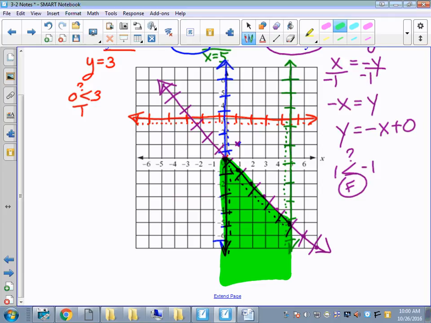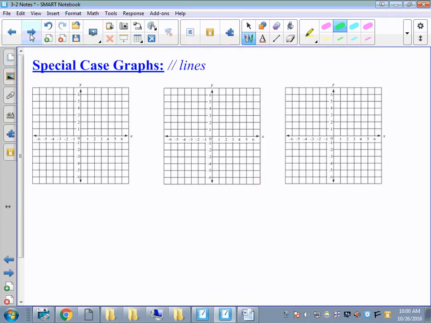So that's how the book will show the answers. That's how I'll give it to you in the key. I won't show all the other shading. I will only show you the overlap. Okay? So there's that problem.